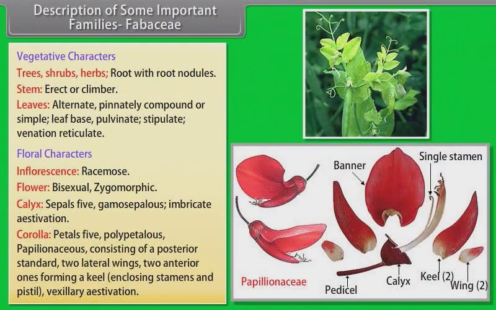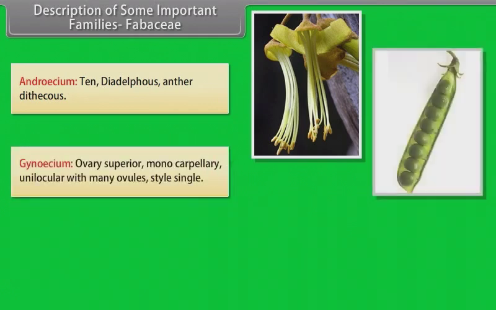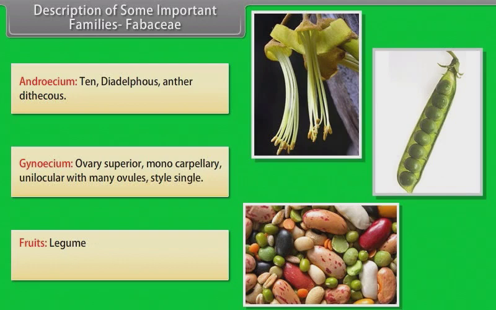Corolla, petals 5, polypetalous, papilionaceous, consisting of a posterior standard, 2 lateral wings, 2 anterior ones forming a keel, enclosing stamens and pistil, vexillary aestivation. Androecium, 10, diadelphous, anther dithecous. Gynoecium, ovary superior, monocarpellary, unilocular with many ovules, style single. Fruit, legume. Seed, one to many, non-endospermic.